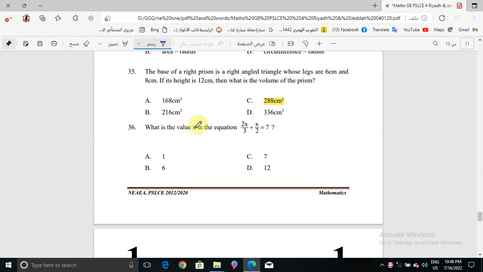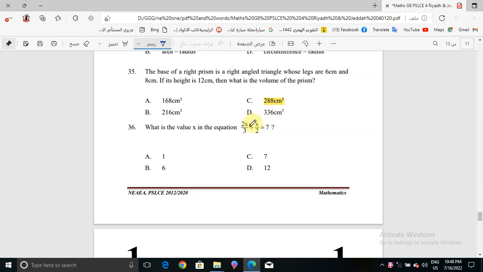Now what is the value of x in the equation 2x over 3 plus x over 2 is equal to 7? Now if we want to remove 3 and 2, first of all, what we will do here, we will multiply 2x by 2 and 3 by 2 also.